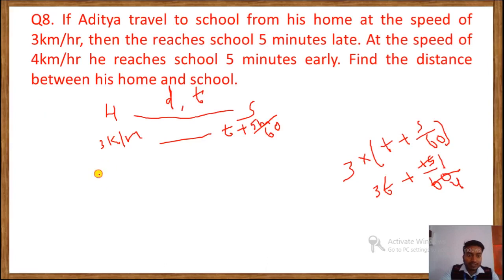Same way, when the speed is 4 km per hour, he reaches the school 5 minutes early. This is actual time and 5 minutes early means minus 5 minutes. Okay, t minus 5 minutes. Understood? Because he reaches early when the speed is 4 km per hour. Now this also we change into hour, divide by 60. Now let's solve how to find the distance and time.